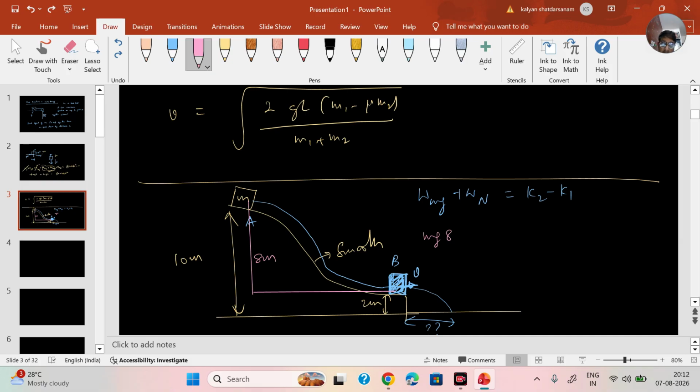But in the horizontal path, the force mg is down, but displacement is to the right. So total work done by mg is mgh. Whichever path you take, work done by mg is the same, because it is a conservative force. Work done by N will be 0. So it will be half m v square minus 0. From here m gets cancelled. v is root 16g. So I got the speed by the time the block comes to position B.